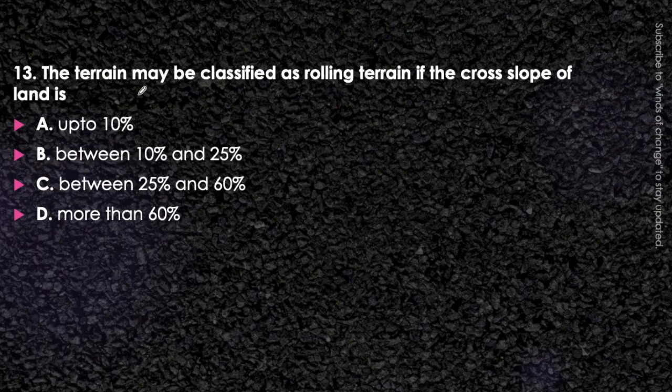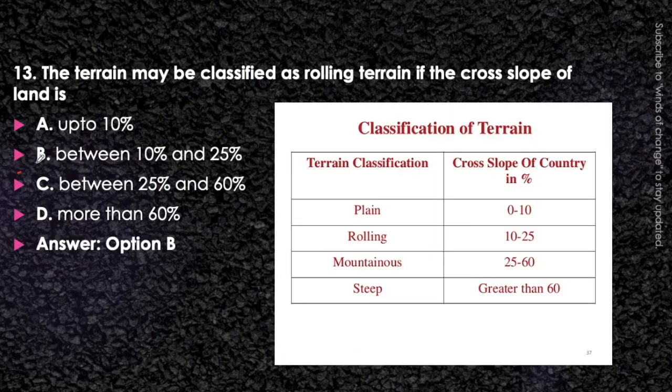Next question. The terrain may be classified as rolling terrain if the cross slope of the land is up to 10%, between 10 to 25%, 25 to 60% or more than 60%. Think about it. What will be the answer? This is a very easy question. We all should memorize it. It will be in between 10 and 25%. That is option B will be the correct answer. Rolling terrain between 10 and 25, plain terrain 0 to 10, and mountainous terrain 25 to 60, steep terrain more than 60%. This will be the classification of terrain.